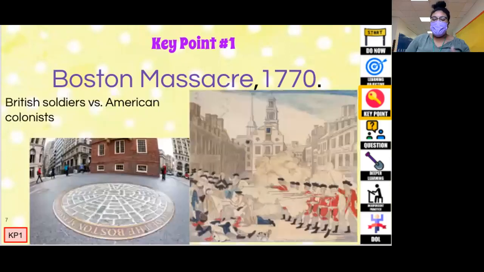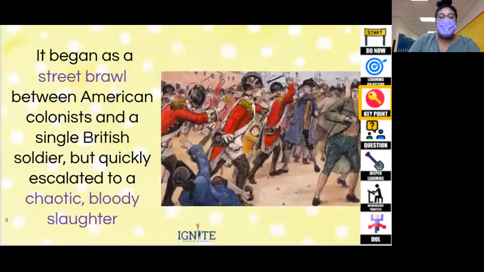As I said, this was a conflict between British soldiers and American colonists. Even today, there is a memorial in Boston commemorating the Boston Massacre and the people whose lives were lost. As I told you, it began as a street brawl between American colonists and a single British soldier, but quickly escalated to a chaotic, bloody slaughter. It actually began when a colonist thought it would be funny just to throw a rock at a British soldier. British soldiers reacted using violence and guns, and that is why 5 people lost their life.